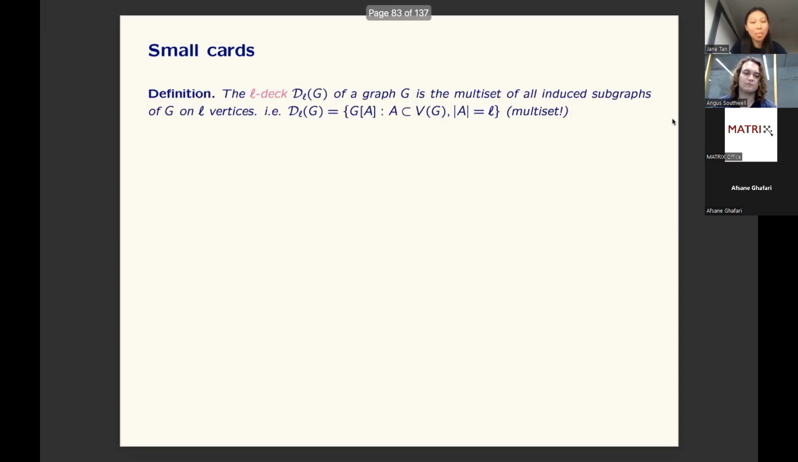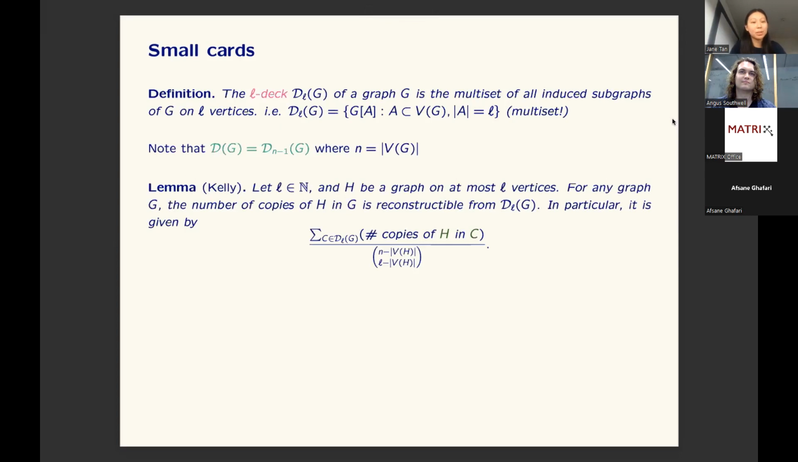Manville came along and suddenly proved a bunch of properties using this definition. So the main idea here is that instead of just the deck, we look at the L deck of a graph G. This is the multiset of all induced subgraphs of G on L vertices. In other words, if we flip it around, it's the multiset of all subgraphs obtained by deleting K vertices and all incident edges. The first thing to note is that the classical deck of a graph that we've seen is exactly the n-1 deck here, so D_{n-1}, where n is the number of vertices.